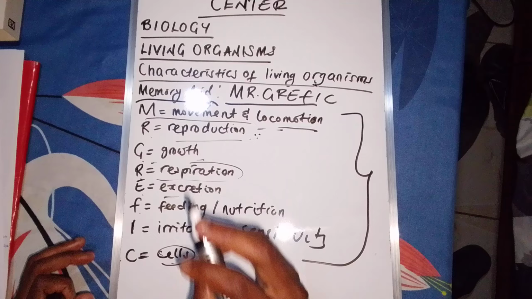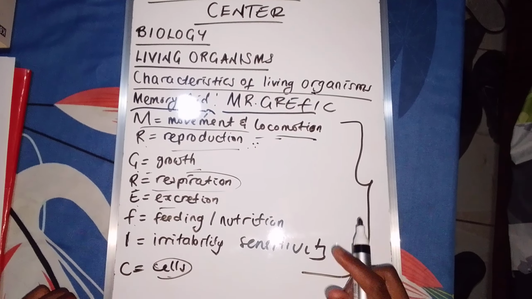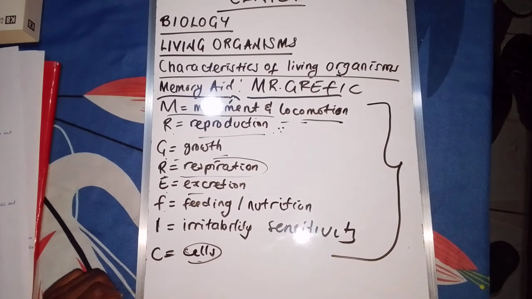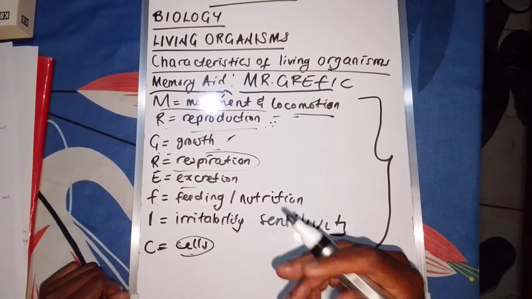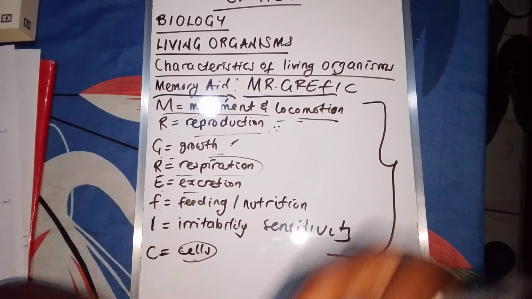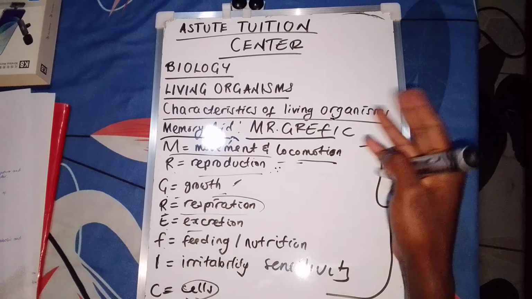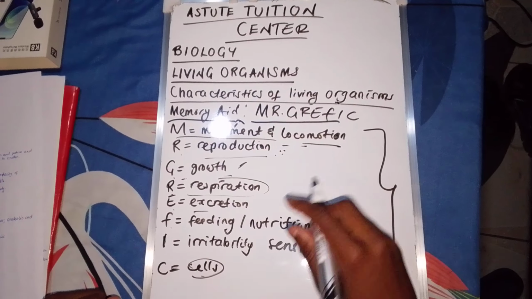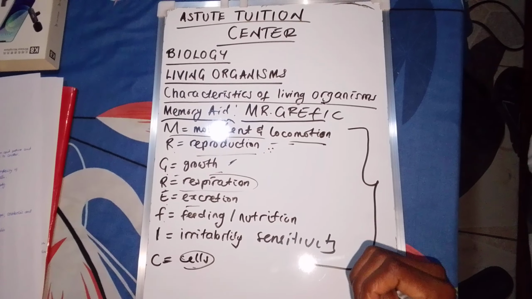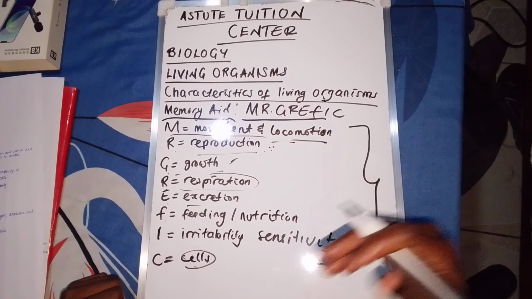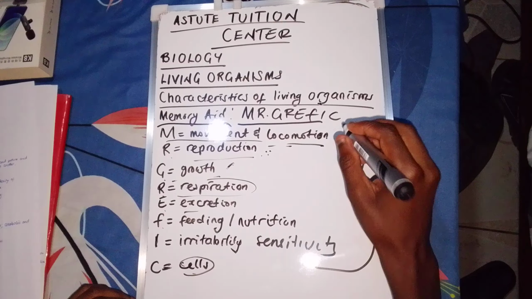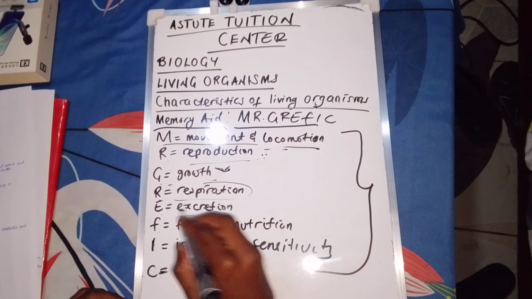And then growth is the permanent increase in size, mass, number of cells, and complexity of the organism. For this one, it's permanent, meaning growth isn't reversible. So when you grow, it's continuous. You can't go back to where you were. So when growth occurs, you need to increase in size, mass, number of cells, and even the complexity of the organism has to change. So only living organisms are able to grow.